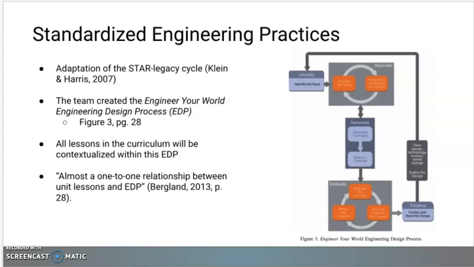Next, the team wanted to have standardized engineering practices throughout the curriculum. They began by looking at the STAR Legacy Cycle from Klein and Harris, 2007, and they adapted that and created the Engineer Your World engineering design process, which you can see in this figure. All lessons in the curriculum were to be contextualized within this engineering design process. And Berglund states that it was almost a one-to-one relationship between the unit lessons and the engineering design process.